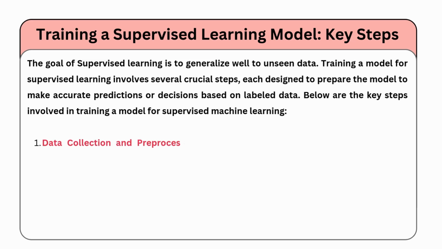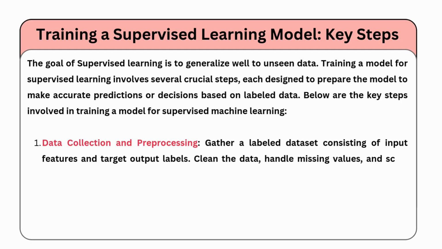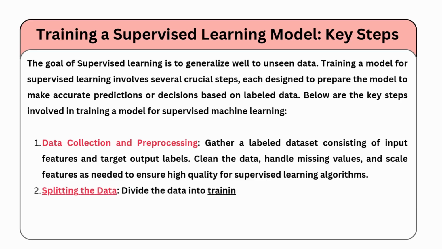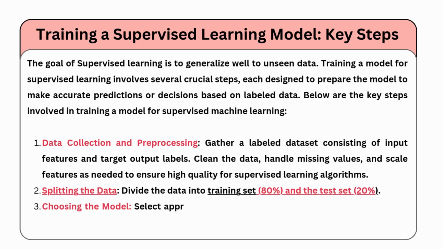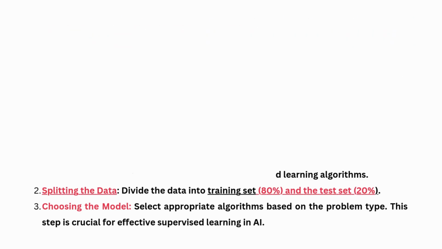First, data collection and pre-processing. Gather a labeled dataset consisting of input features and target output labels. Clean the data, handle missing values, and scale features as needed to ensure high quality for supervised learning algorithms. Second, splitting the data. Divide the data into a training set, 80%, and a test set, 20%. Third, choosing the model. Select an appropriate algorithm based on the problem type. This step is crucial for effective supervised learning in AI.